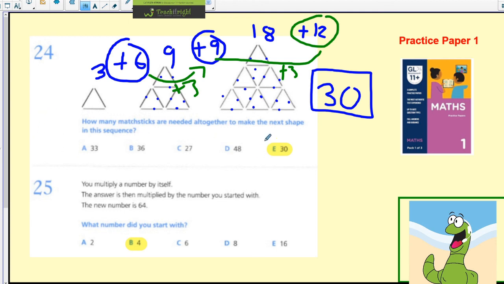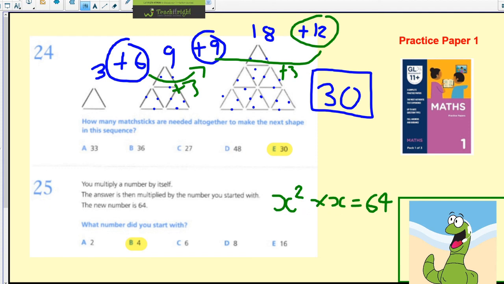25. You multiply a number by itself. So that means I've got something squared. That's what multiplying by itself means. The answer is then multiplied by the number I started with. I've used x's, but so it's something times itself times that number. And whatever that equals is 64.